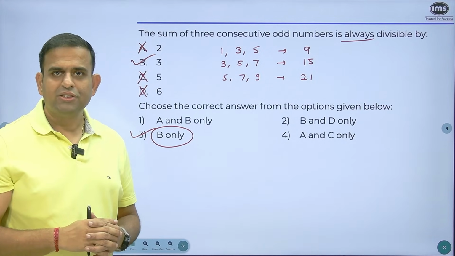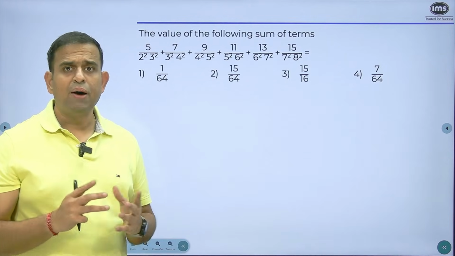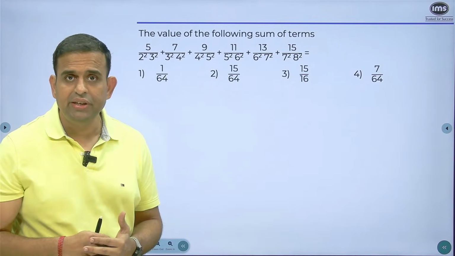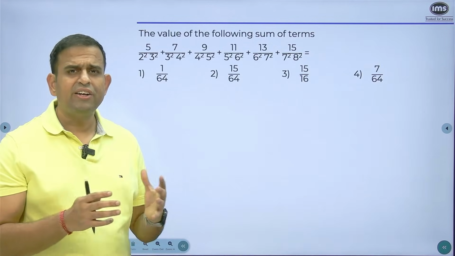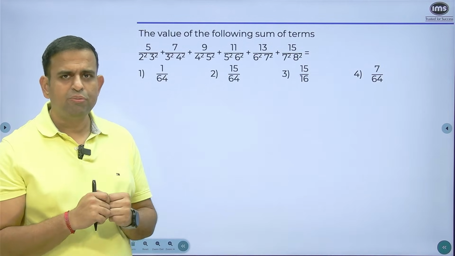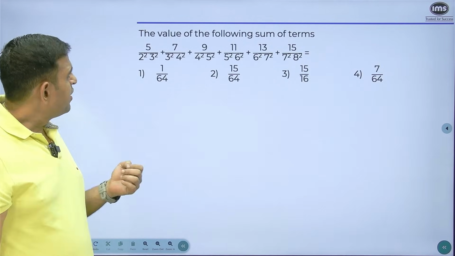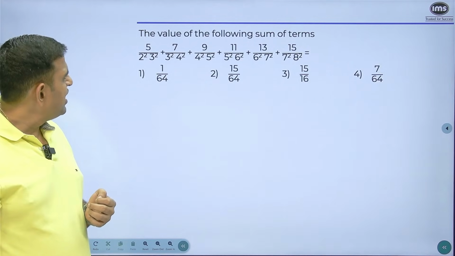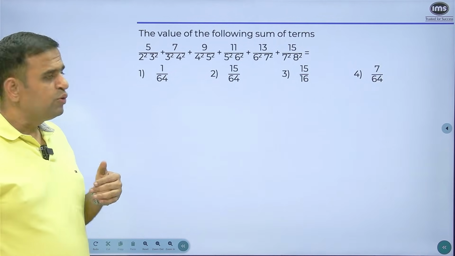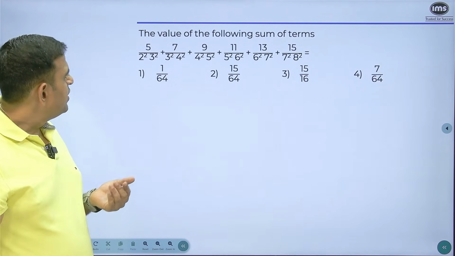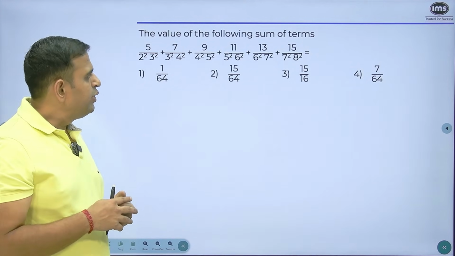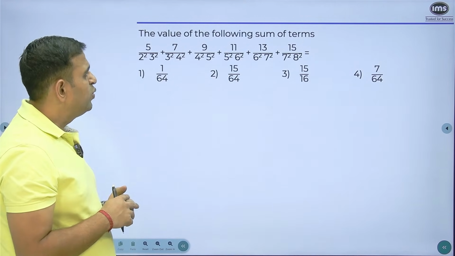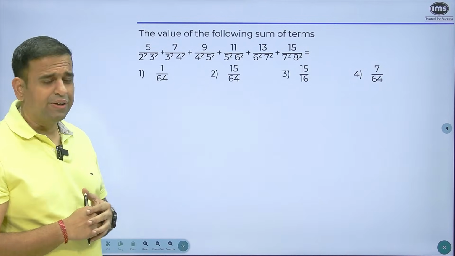The next sum basically happened to be on, one can say, sequence and series. And again, a slightly moderate kind of sum. I will not say a type A, but maybe a type B possibly for many of you. The value of the following sum of the terms, and they have given you 5 upon 2 square into 3 square. Then 7 upon 3 square into 4 square. And then you have, let's say, 4 square into 5 square in the denominator, and you have 9 over here.